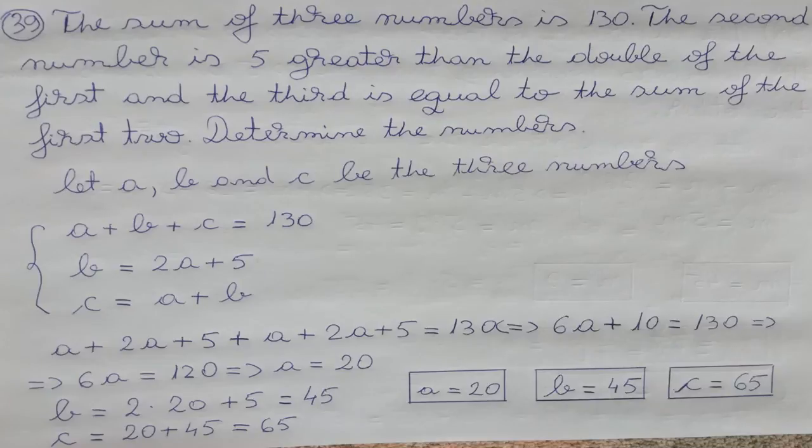We substitute the second and the third equation in the first one and write b and c as a function of a and obtain a plus 2a plus 5 plus a plus 2a plus 5 equals 130. So a is 20. b is 2 times 20 plus 5, which is 45. And c is 20 plus 45, which is equal to 65.